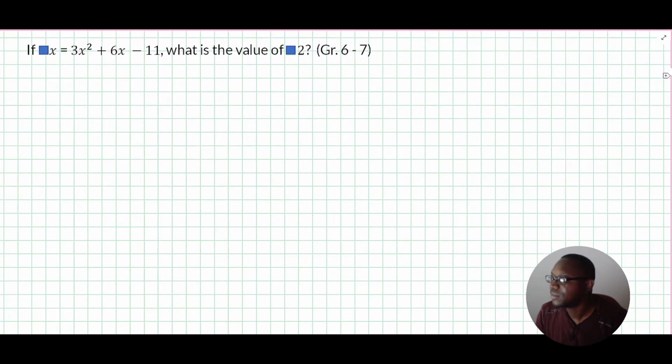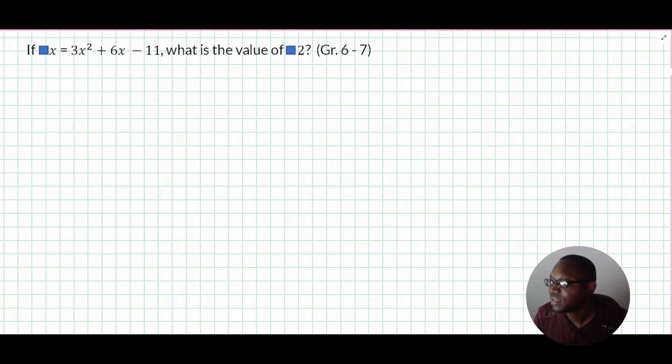Next question. So we have a symbol before x, and anytime the symbol is before x, we have 3x squared plus 6x minus 11. What is the value of the symbol before 2?